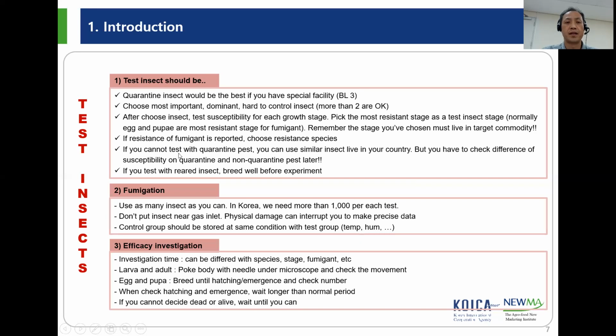If resistance to fumigant is reported, choose the resistant species. If you cannot test with the quarantine pest, you can use a similar insect living in your country. But you have to check differences of susceptibility between quarantine and non-quarantine pests later. If you test with reared insects, breed well before the experiment.